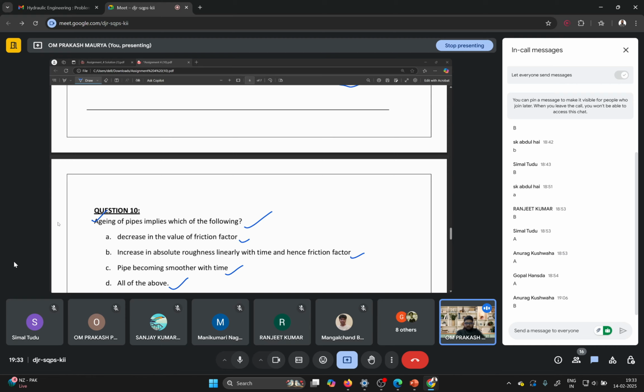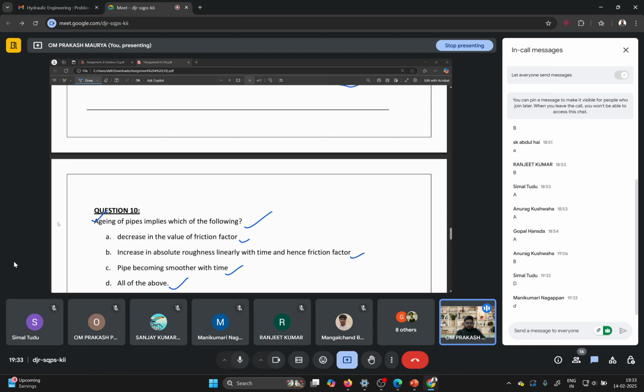You might have seen such type of cases in your home also. The aging of pipe. As the age of the pipe goes, let's suppose, okay, D option. Seaman is telling option D. That is all of them, okay.